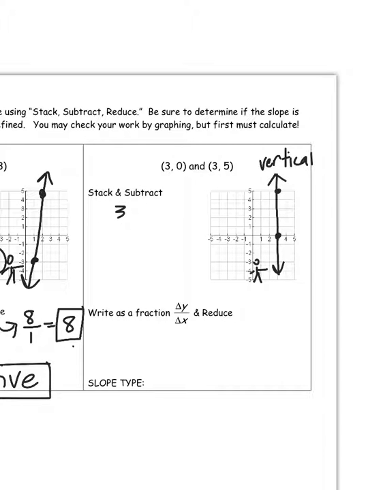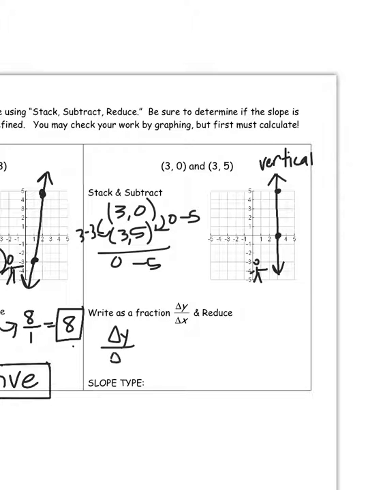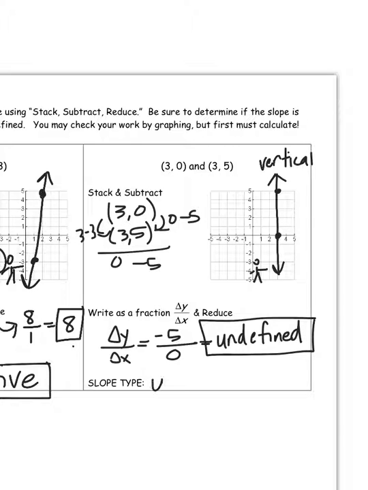So we have 3, 0, and we have 3, 5. I'm going to do 0 minus 5. I get -5. And 3 minus 3, which is 0. Next we write change in y over change in x. I get -5 divided by 0. -5 divided by 0 is an undefined number. So our slope type is undefined. We have a vertical line.